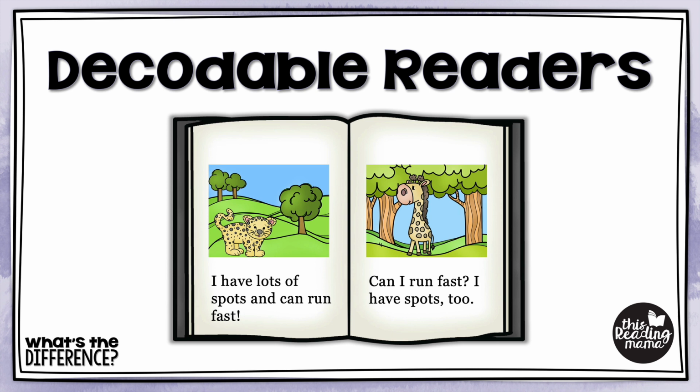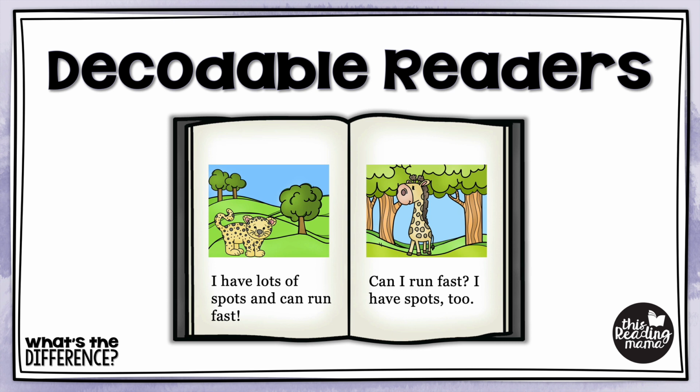Let's call this decodable reader At the Zoo. So we're going to use the same title. Two sample pages may read, "I have lots of spots and can run fast. Can I run? Can I run fast? I have spots too." Let's try that again. "I have lots of spots and can run fast. Can I run fast? I have spots too."